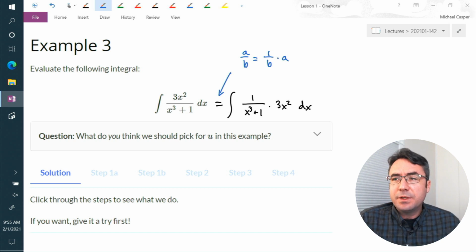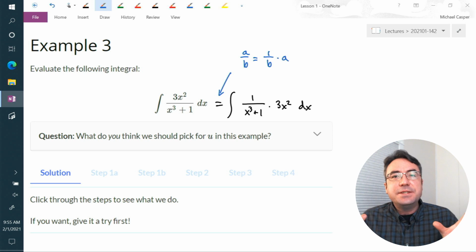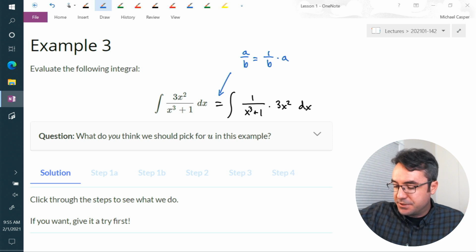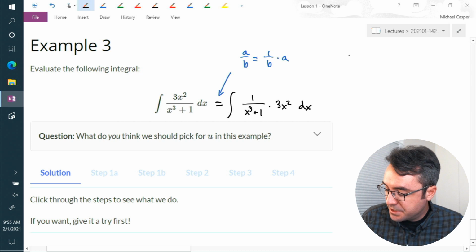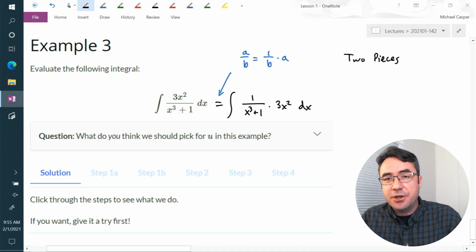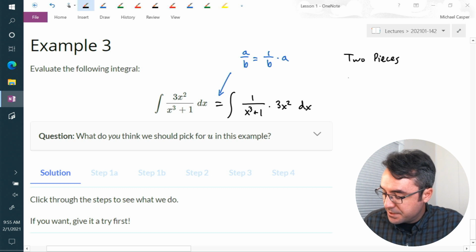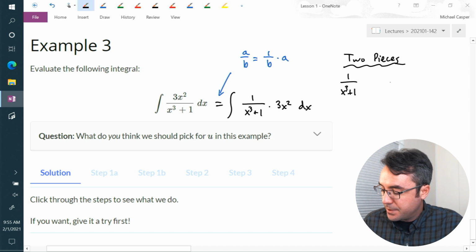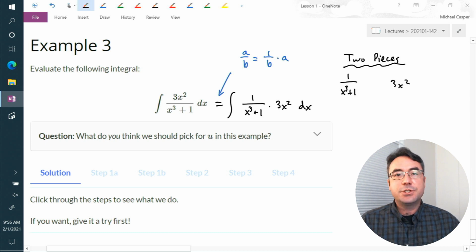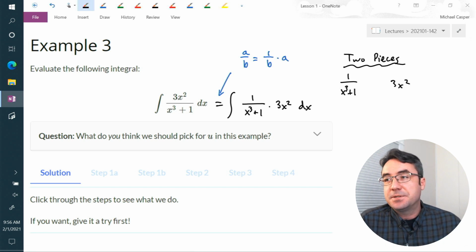All right, but when we look at that now, it's a little bit easier to see the 2 pieces of our function. So let's do our 2 pieces. Again, this isn't necessary. Maybe you just do this in your head. You don't have to necessarily write this out, but we're just getting started here. So let's write down our 2 pieces. We have 1 over x cubed plus 1, and we have 3x squared. And we just want to identify what we think is the more complicated piece. And we have a fraction, so I would think that's the more complicated piece compared to 3x squared.